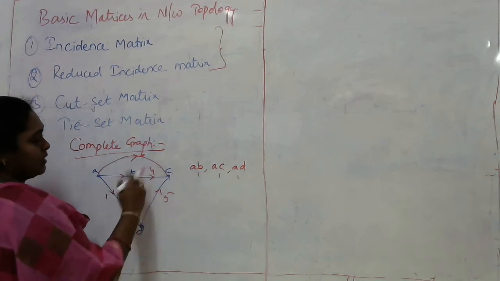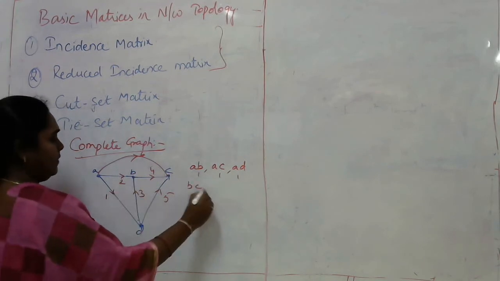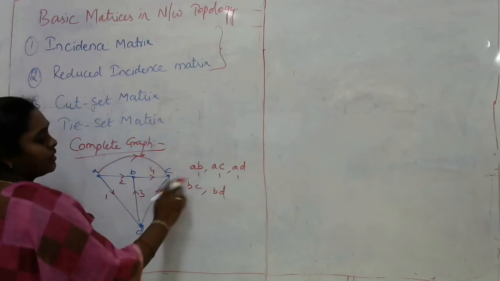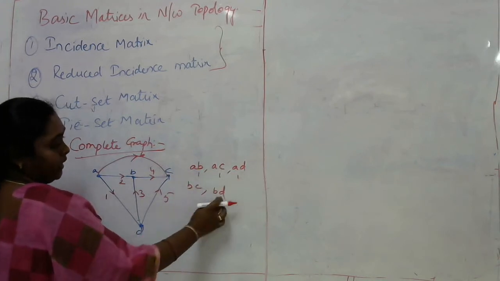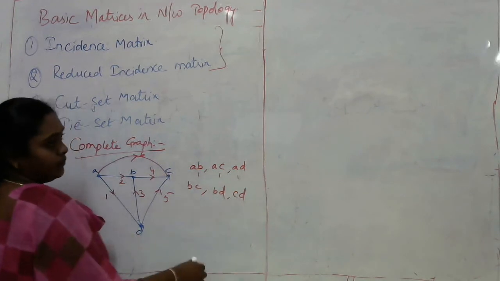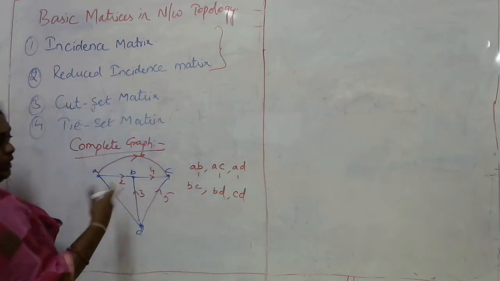So I am going for the next forward direction, that is BC as well as BD. First write down all the node pairs: AB, AC, AD, BC, BD. Next is CD. No need to go for D to A, already AD we have written.